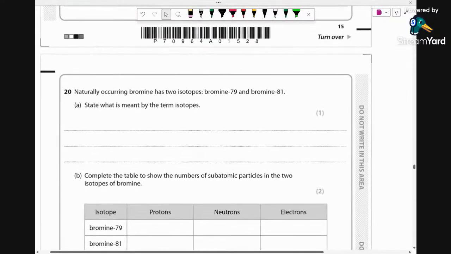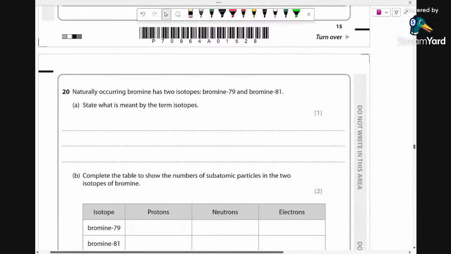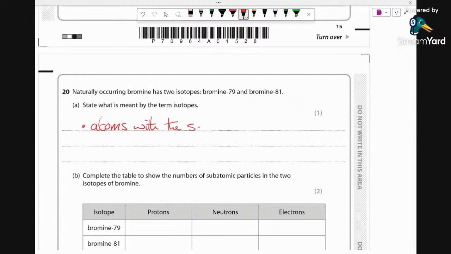Okay, naturally occurring bromine has 2 isotopes, bromine 79 and 81. State what is meant by the term isotopes. Atoms, plural, with the same number, shouldn't shortcut it, Mr. Duncan, don't do it. Same number of protons and electrons.